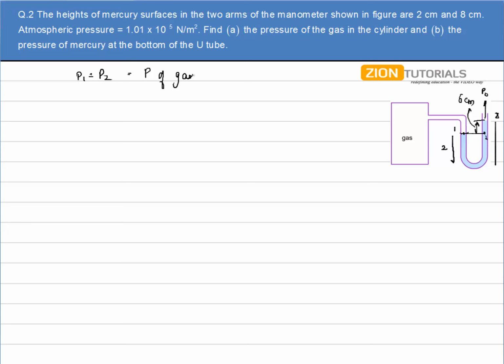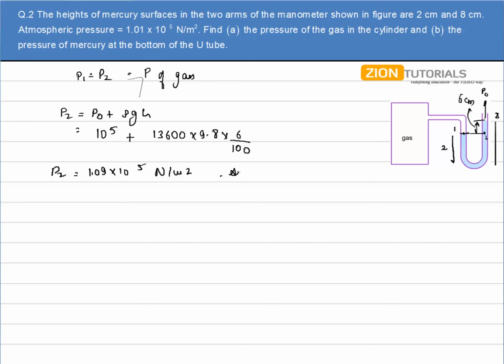Fine. So I can calculate the value of P2, and P2 will be given by P naught plus rho g h, where h is 6 centimeter. So just substitute the values. The value of P naught is 10 to the power 5 plus density of mercury, that is 13600, into 9.8 into 6 centimeter. So the pressure at point 2 comes out to be 1.09 into 10 to the power 5 Newton per meter square. That is the answer for the first part.